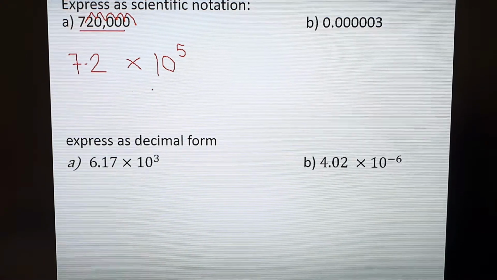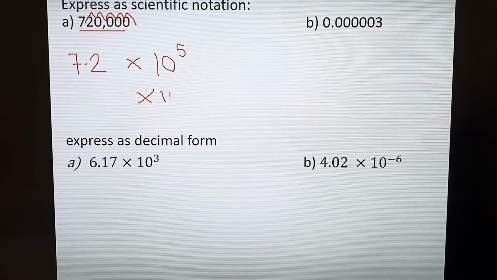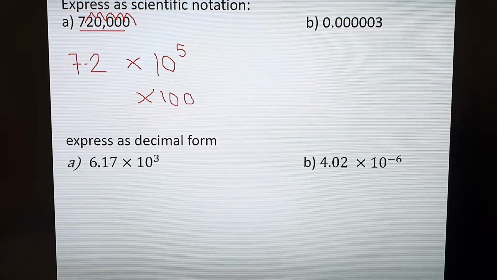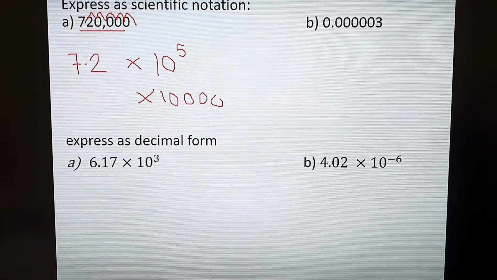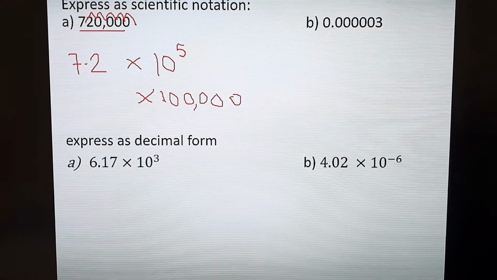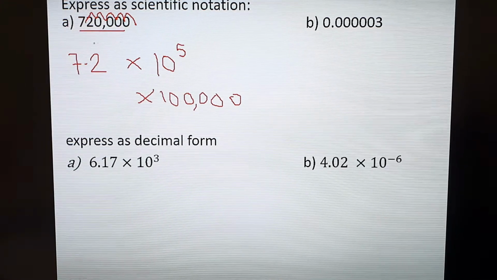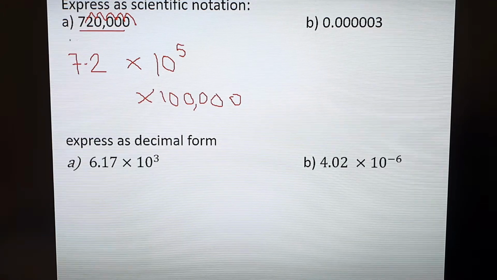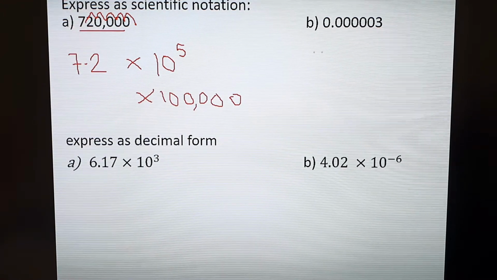If you think about it, 10 to the positive 5 is the same as a 1 with 5 zeros. 5 zeros. There we go. So we're basically multiplying 7.2 by 100,000. So it's the same as 720,000. We've made no change other than make it easy for ourselves when we're writing big and small numbers.